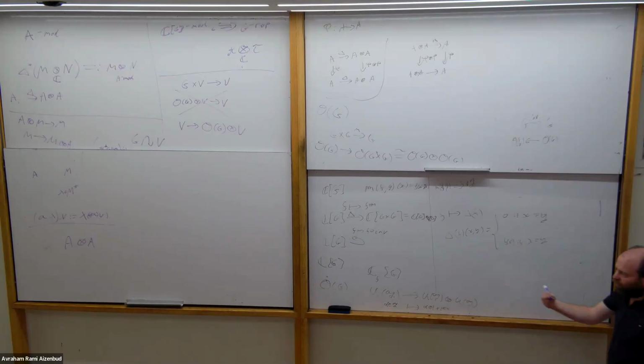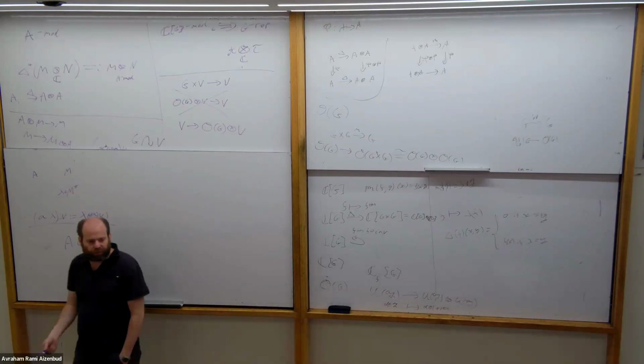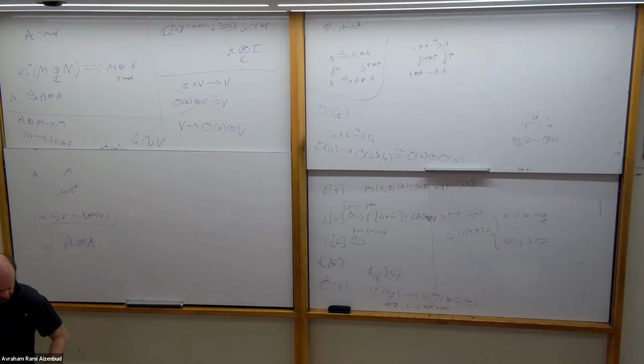So there is a notion of a braided Hopf algebra. It's a Hopf algebra with an R matrix, and the R matrix is an element here that satisfies the Yang-Baxter equation.